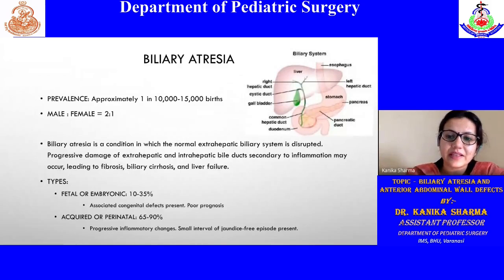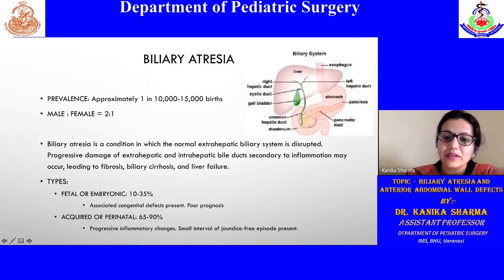Once there is any damage in the biliary outflow tract, inflammation sets in, which later leads to fibrosis, and then there can be liver failure in severe cases. Biliary atresia has a prevalence of 1 in 10,000 to 15,000 live births, mostly seen in male patients. There are most commonly 2 types, which are fetal and acquired.